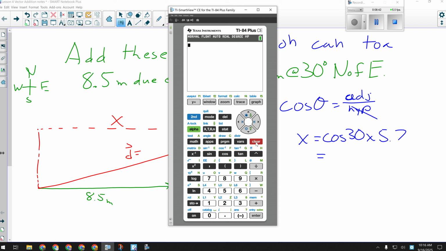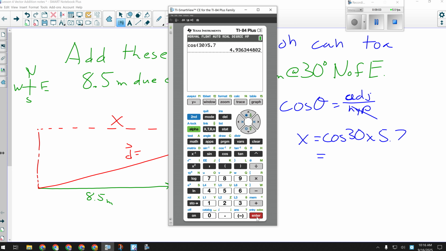Okay, so I'm going to take, oh, your calculator's got to be in degree mode. I think we did that yesterday, but just double check. If you have math right now, you're probably going to be switching back and forth. Okay, cos of 30, close the bracket, times 5.7. So x, or the adjacent side, is 4.936.